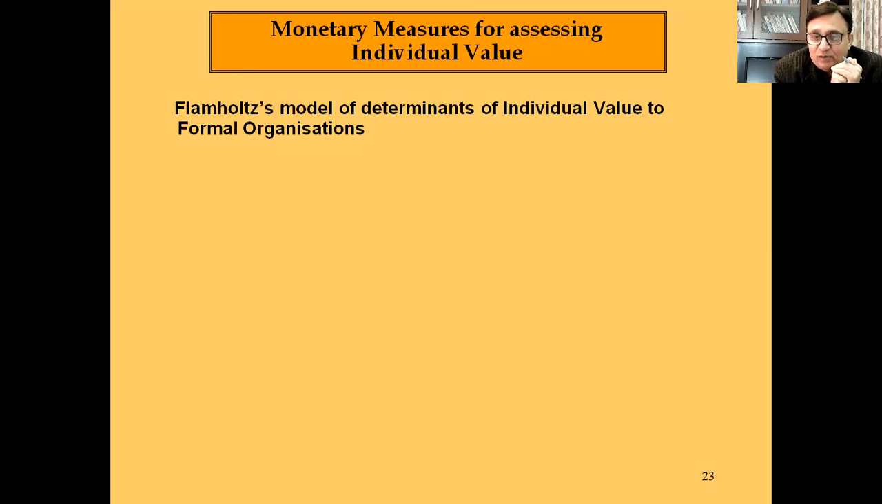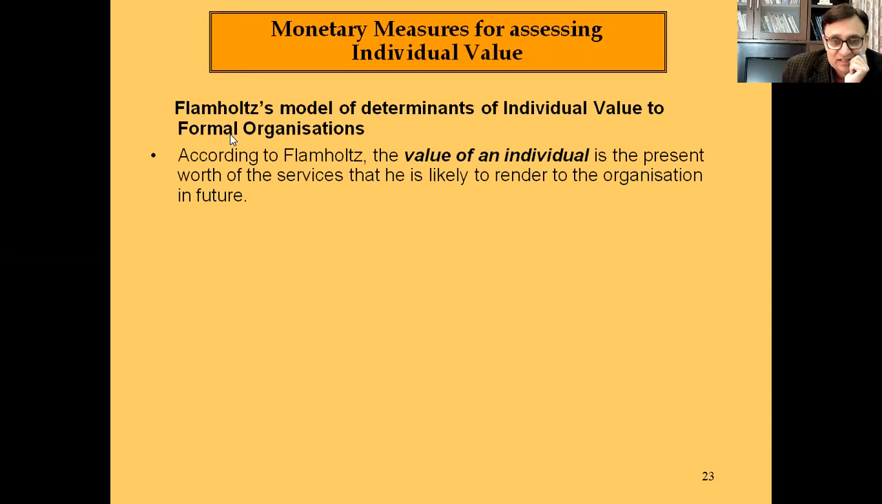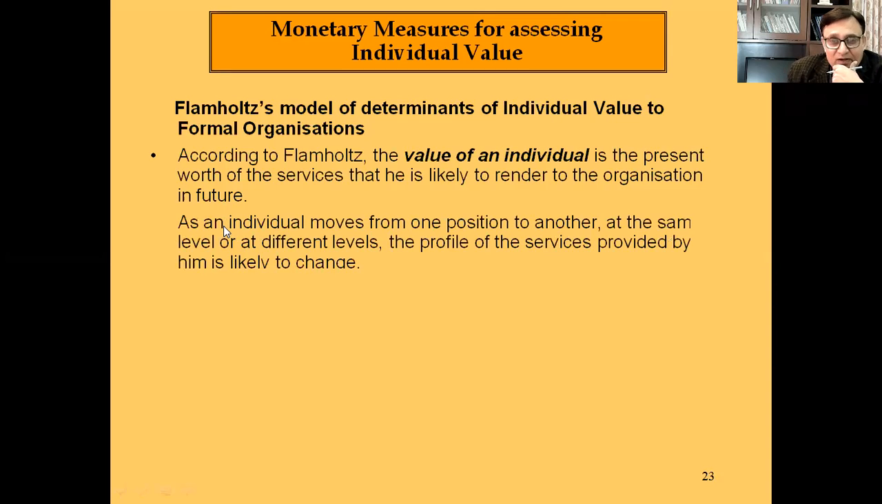Flamholtz's model of determinants of individual value to formal organizations: first, according to Flamholtz, the value of an individual is the present worth of services that he is likely to render to the organization in the future. Whatever services he provides us in the future, we will find the present value of the worth of these services, and that will be the value of the individual or human resource in the organization.